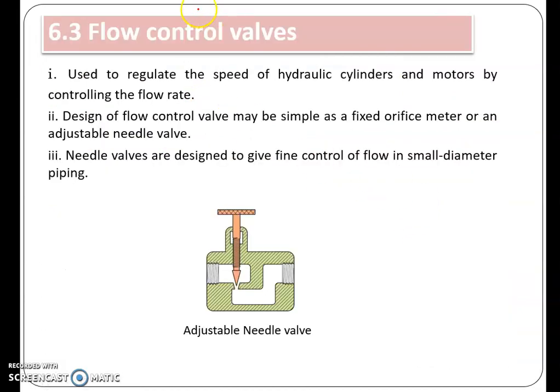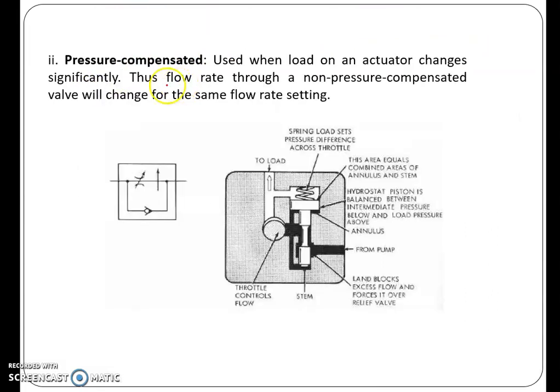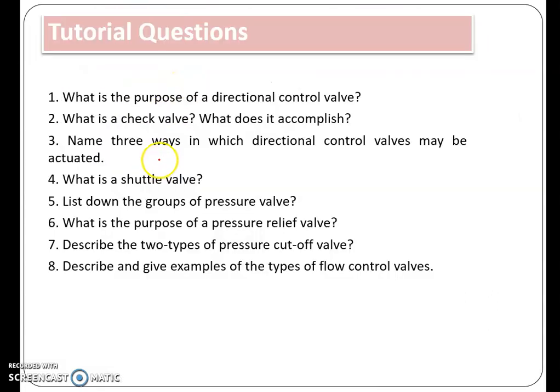Okay. Next is the flow control valve, used to regulate the speed of hydraulic cylinders and motors by controlling the flow rate. Kalau awak nak control the speed of the cylinder or motor, we can use the flow control valve. Okay, there are 2 basic types. Okay, non-pressure compensated dengan pressure compensated valve. Okay, you can see here the symbol.